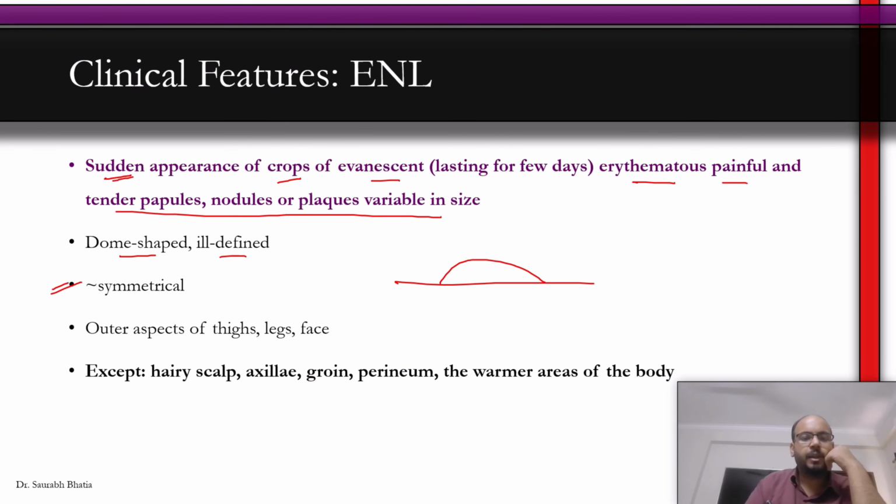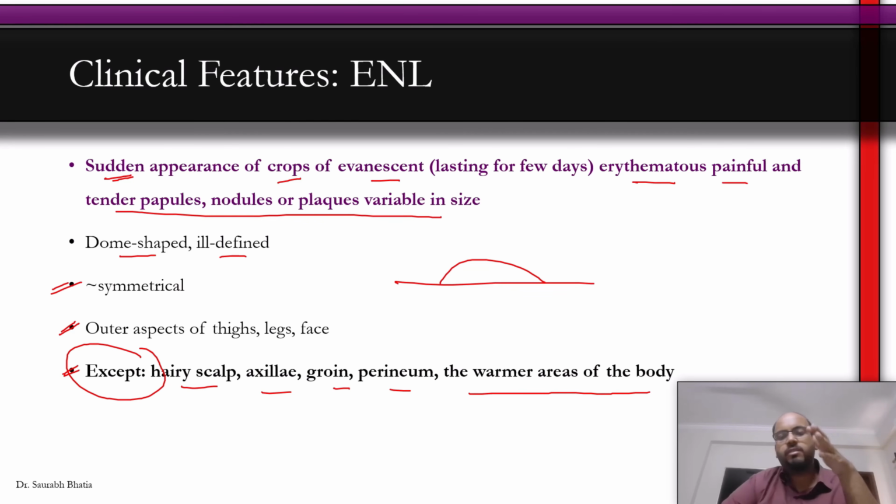Most commonly it is seen on the outer aspect of thighs, legs, and face, and areas which have a lot of fat content like thighs, trunk, stomach, back, okay. Areas like hairy scalp, axilla, groin, perineum, warmer areas of the body, these are areas which are devoid of ENL, or the chances of ENL are very rare. Why? The IEL doesn't mention. Okay, but just remember these areas: hairy scalp, axilla, groin, perineum, and warmer areas of the body.